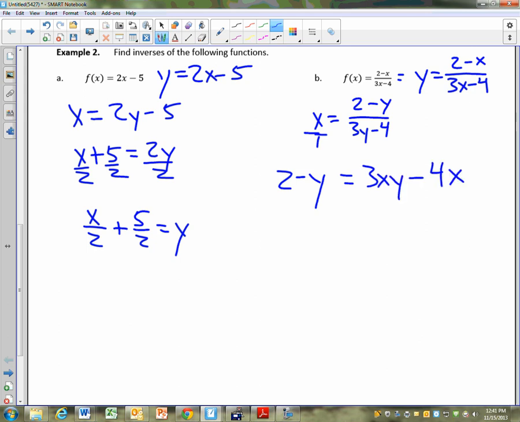Ugh. What do you not like about that? Which one of these 4 terms do you not like? Yeah, the 3xy. Ick. We used to solve problems like these back in chapter 1. Do you remember how?